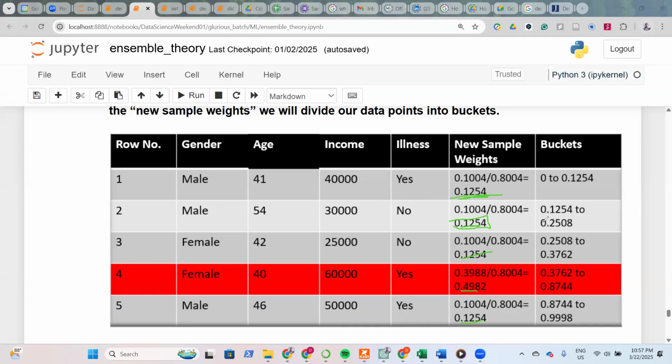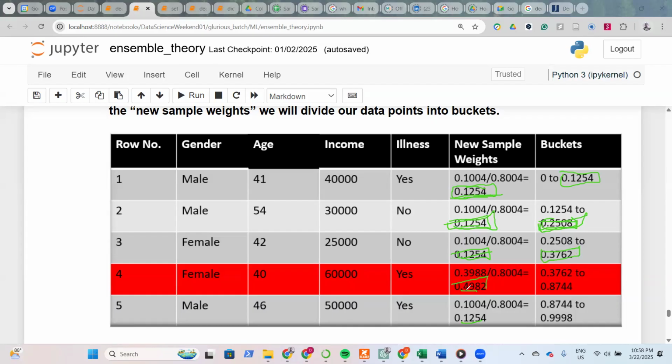The next bucket you add this value to the top point of the previous bucket. The end point of this previous bucket was 0.125. You add this one to this one, it's going to give you 0.25. The next value starts from here, and so what you do is add its own value to this end value here. So it's going to give you 0.3, and so on.